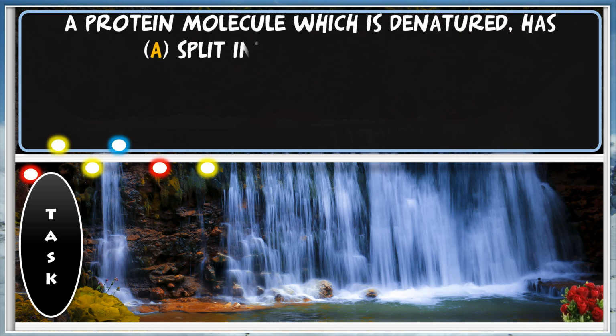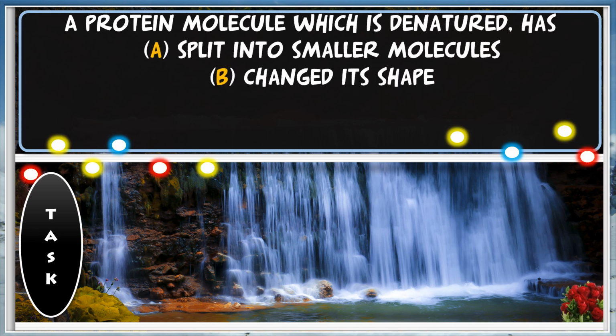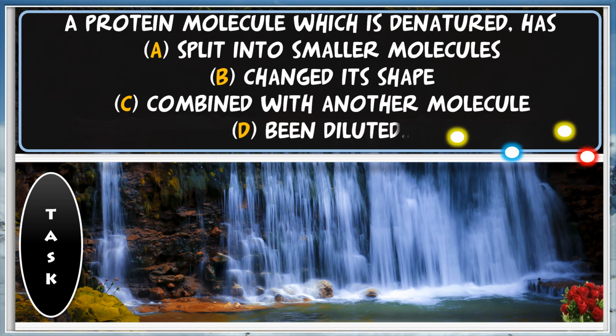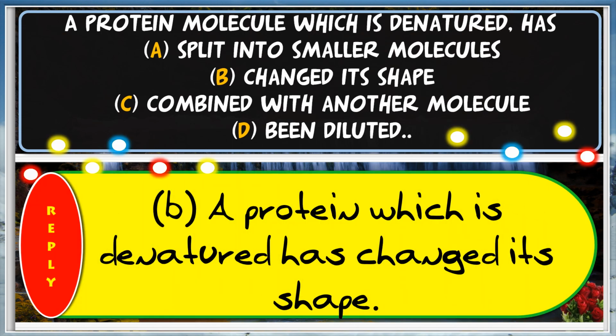A protein molecule which is denatured has: A. Split into smaller molecules. B. Changed its shape. C. Combined with another molecule. D. Been diluted. It is B. A protein which is denatured has changed its shape.